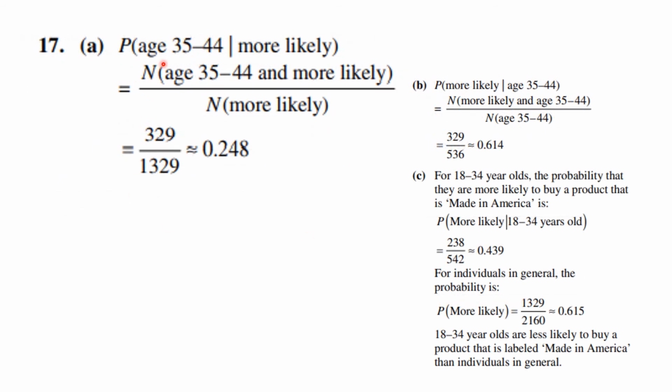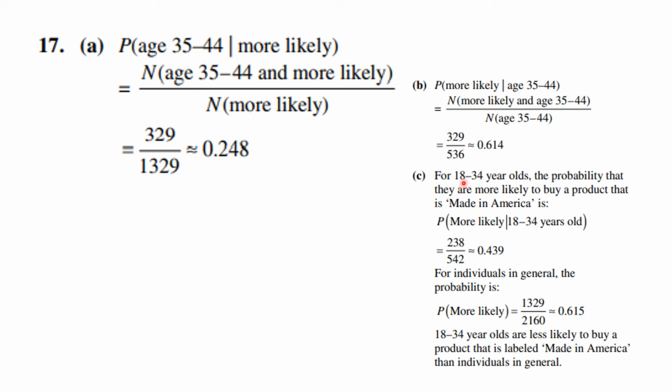Okay, so the probability that you're more likely, given that you're in this age group, is the "and" divided by the number more likely. These are the two numbers that you get, and this is the answer to part A. In part B, the question was, given that you're in age 35 through 44, what's the probability you're more likely? These are the entries you get from the table. You do the ratio, and you get this as your answer.